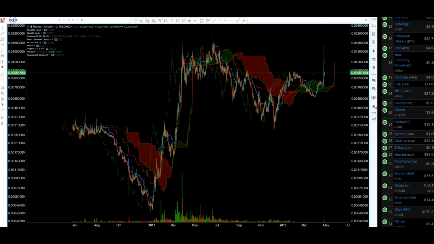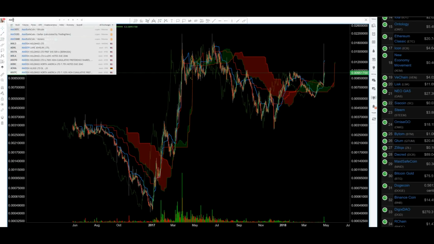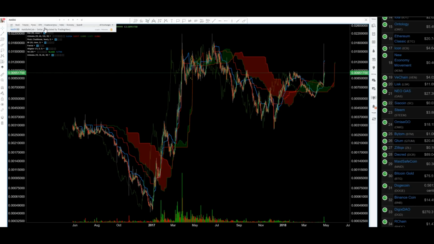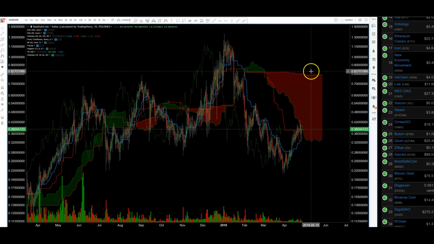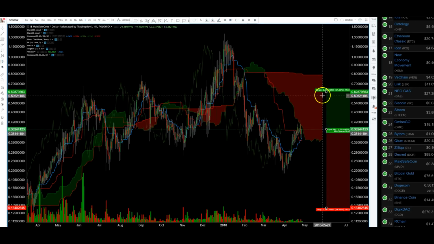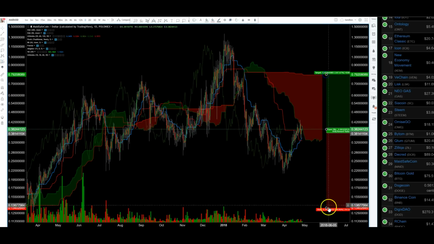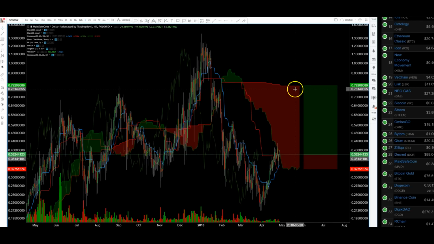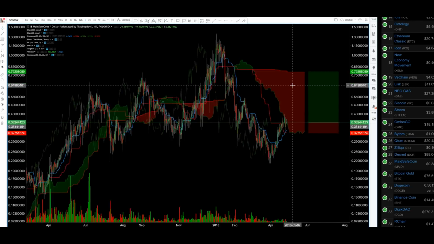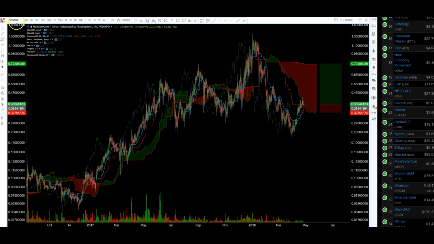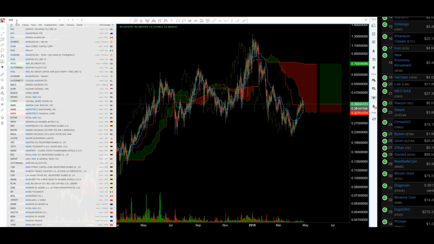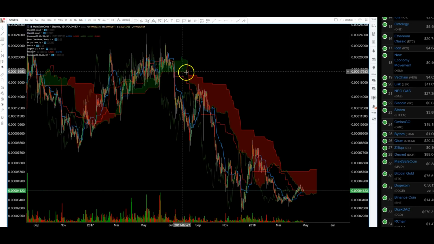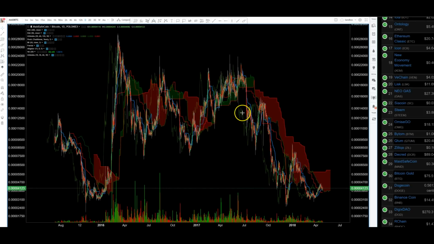Look at MAID. MAID, yeah, decent edge to edge. Looking pretty good. It's sitting near the bottom of the cloud. R&R 7. Looking like it's going to go to 0.78. Pretty good. MAID BTC on the daily.